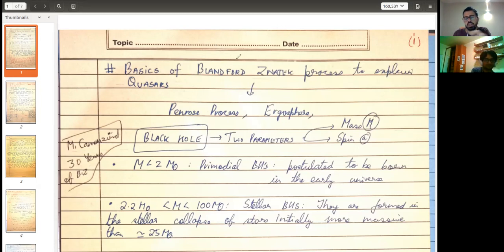Right now I will go through a few of the basics, and then in the next lecture I will focus mainly on Blandford and Znajek. The basics of Blandford-Znajek are related to two things. One is the Penrose process and the ergosphere. Because the black hole is rotating, the space-time around it is rotating, so how can you extract energy from that? That is related to the Penrose process, and there is a region in the Kerr geometry known as the ergosphere. We'll try to understand these two things in today's lecture.